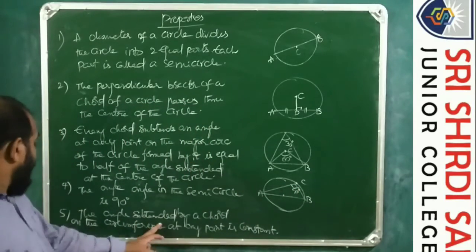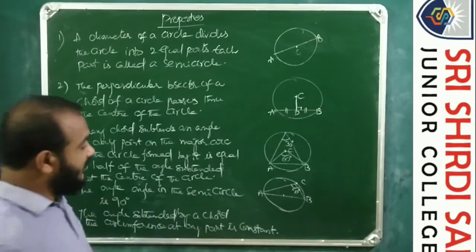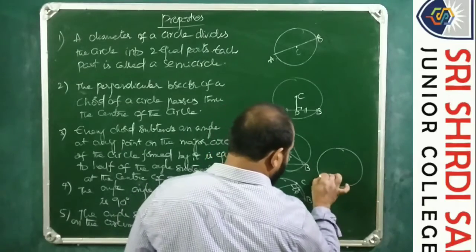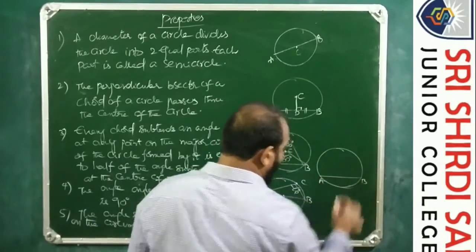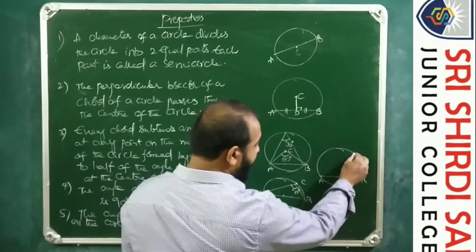The angle subtended by a chord on the circumference at any point is constant. That means, let us suppose that this is the circle. So AB is the chord. So AB is making an angle.